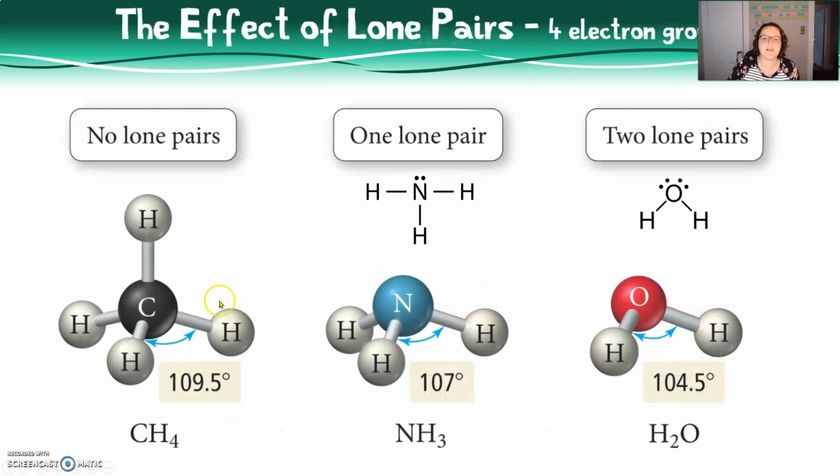The tetrahedral electron geometry family also includes 2 additional molecular geometries when 1 or 2 lone pairs are present, as seen here with ammonia and water. Note that both ammonia and water have 4 electron groups around the central atom, indicated by their Lewis structures.